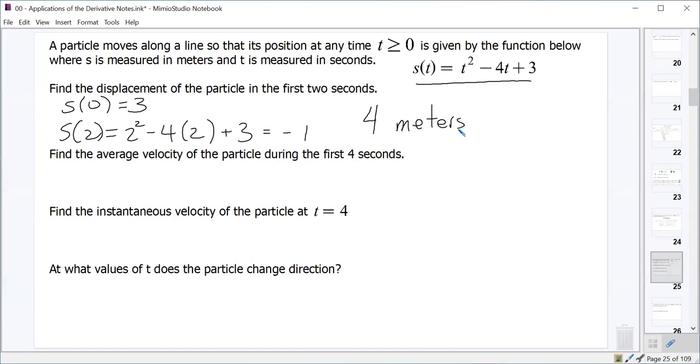And we can note that since we started at 3 and we moved to negative 1, we must have been moving to the left. So we can note that that's 4 meters to the left.